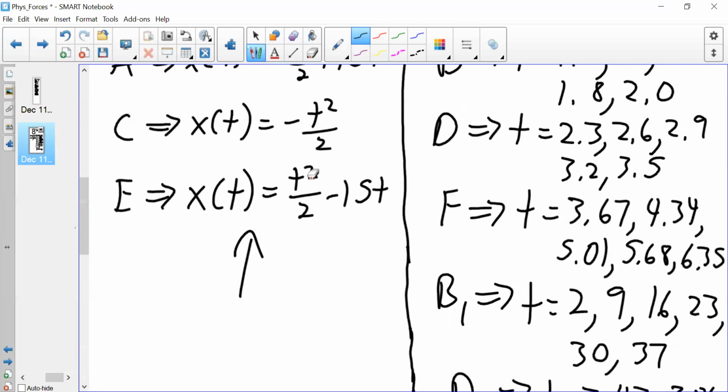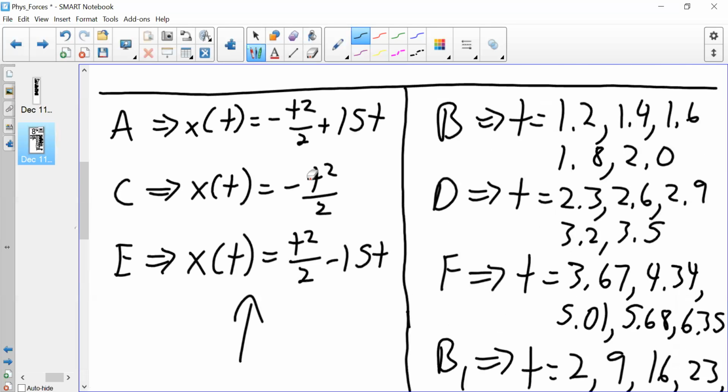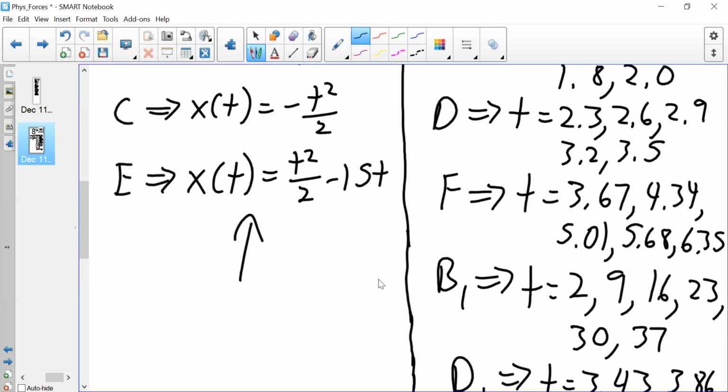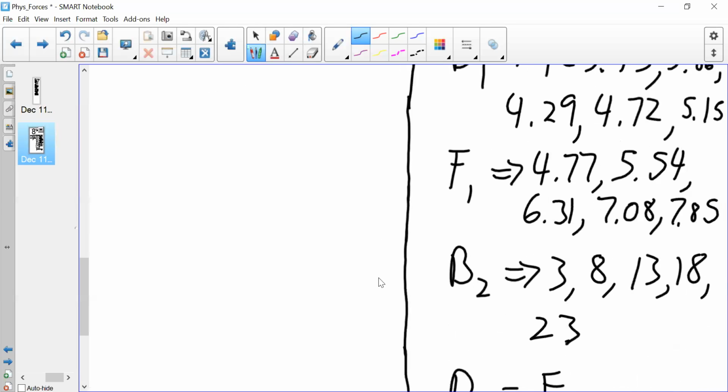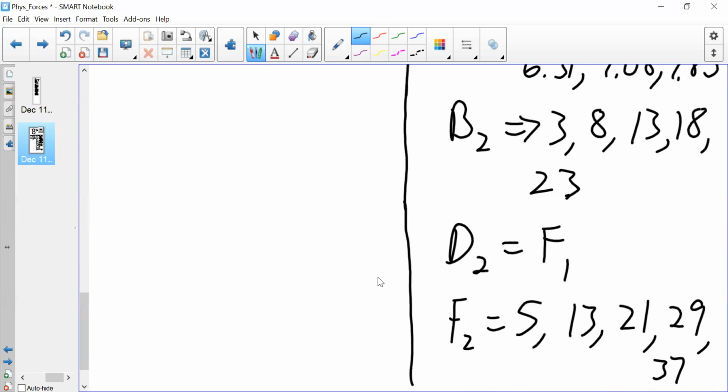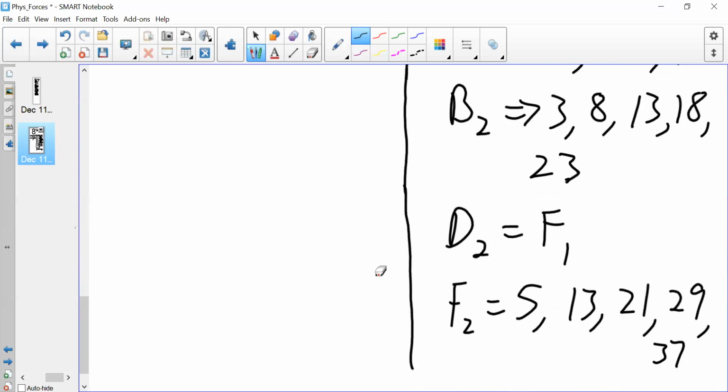So those are my 3 functions. Make sure you have all this written down. Does anybody need to see anything else? Let me scroll up. Can you scroll to the bottom, please? Yeah. So we got that.